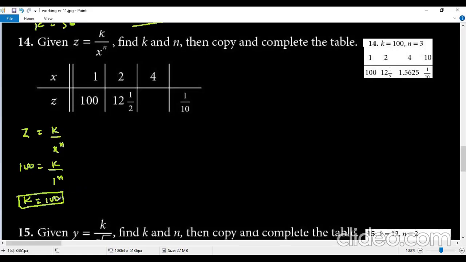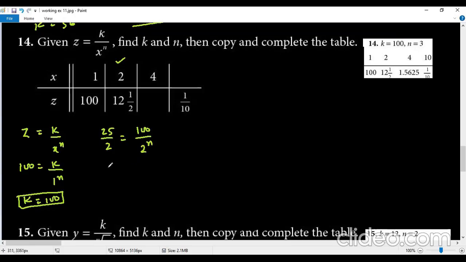That means now we know the value of K. Now we'll find out the value of n. So we will use the second part of it. And in here it says 12 whole 1 over 2, that means it is 25 over 2. And K is known, which is 100, and the value of x is 2. That means 2^n. Something like this you have to write.